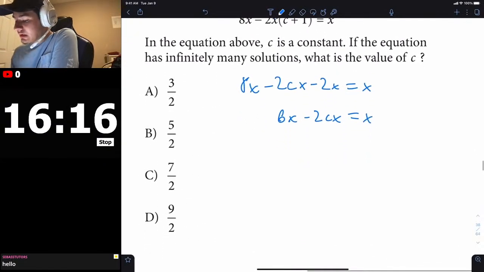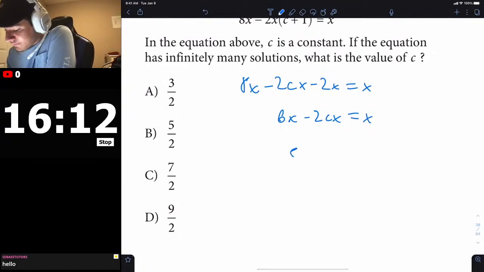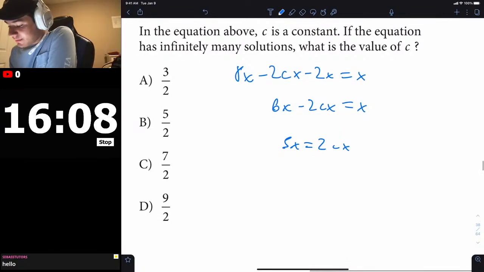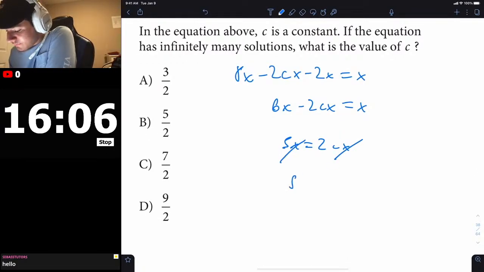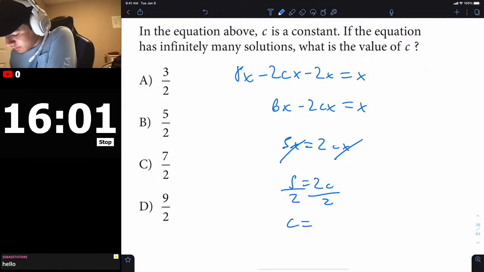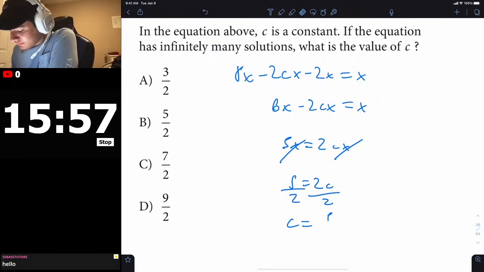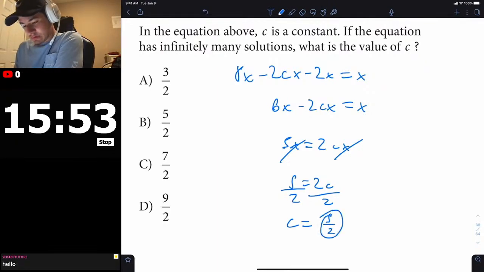I'm going to subtract over the x and add over the 2cx, so I get 5x is equal to 2cx. And then I'm going to divide by x, so these are going to cancel, and I get 5 is equal to 2c. I'm going to divide by 2 on both sides to solve for c, and I get c is equal to 5 halves. Oops, that's ugly, but you get the point.